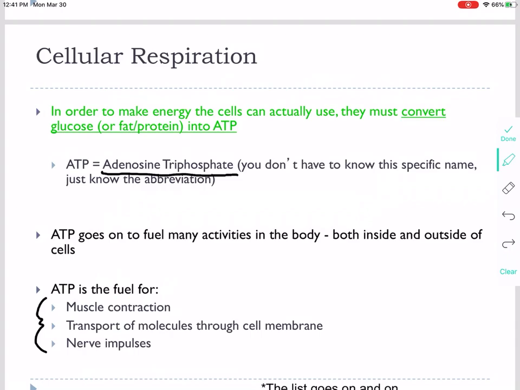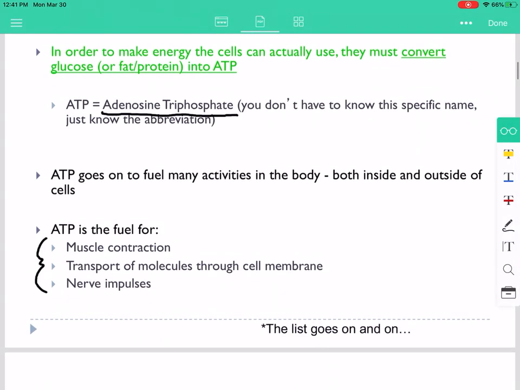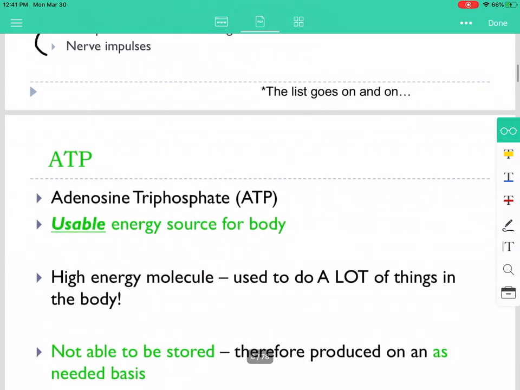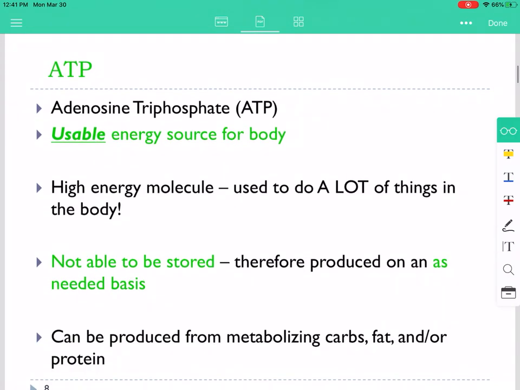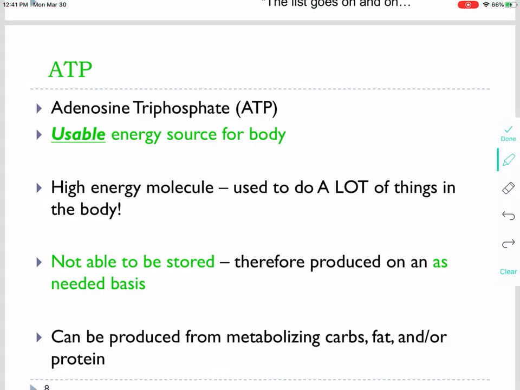ATP is the fuel for everything. I've given you some examples, but really, ATP is the fuel for everything, and that's why it's so exciting. Again, making my point in green, ATP is the usable energy source. A couple things to point out. ATP is not able to be stored. And this is different than glucose. We know we can store glucose.